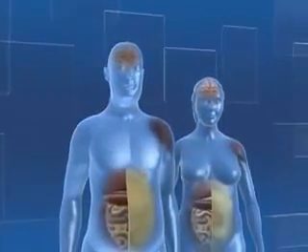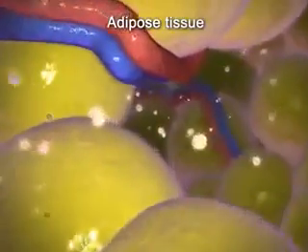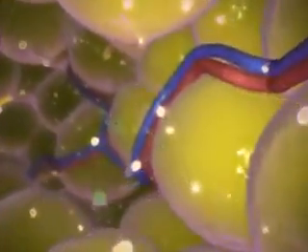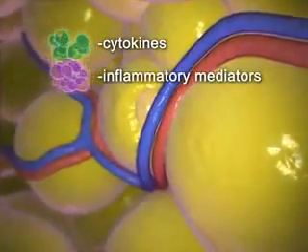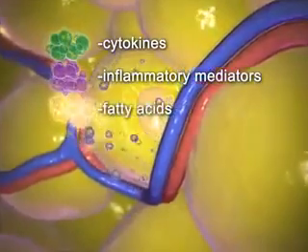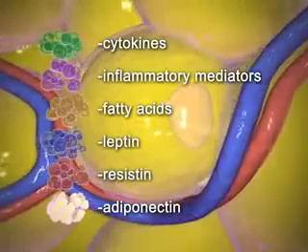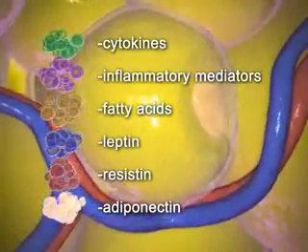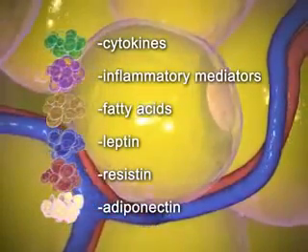Adipose tissue, once viewed simply as a metabolically inert storage depot for triglycerides, is now considered to be an active endocrine organ. Adipose tissue releases a host of factors, including cytokines, inflammatory mediators like plasminogen activator inhibitor 1, fatty acids, leptin, resistin, and adiponectin. Release of these factors has in part been linked to a newly discovered physiologic system, the endocannabinoid system, also called the ECS.